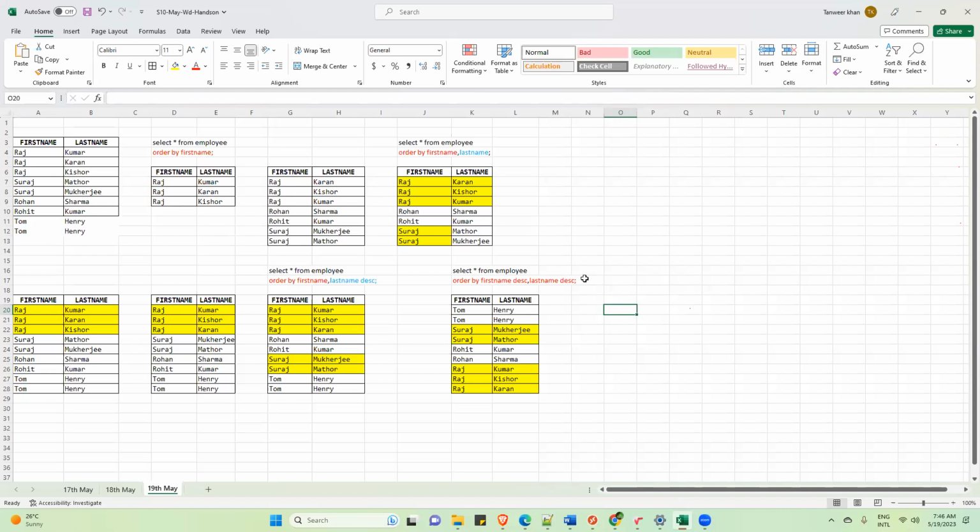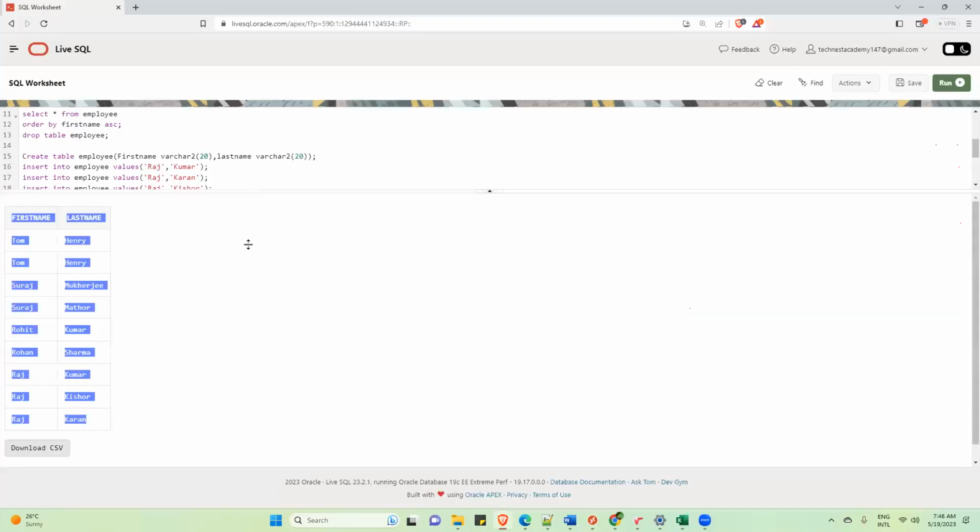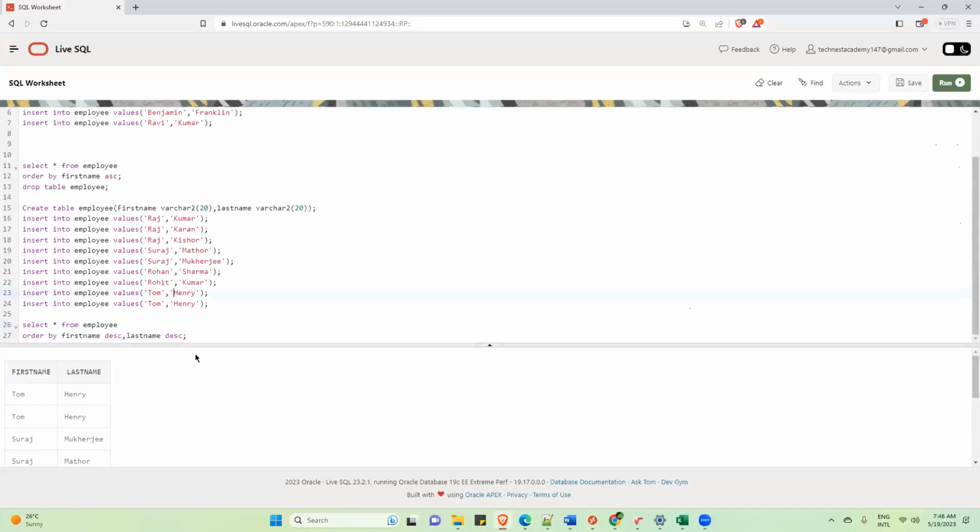Sir, if we want to sort only the first name in descending and the last name in ascending, then we need to give only first name in descending, right? Correct. So Ayush is asking that he wants to sort first name in descending order and then last name in ascending order. Then you remove it from here.